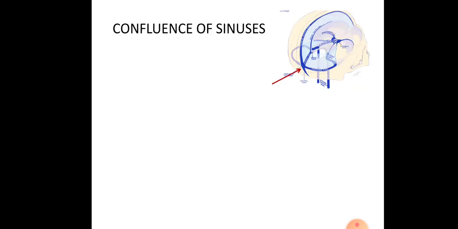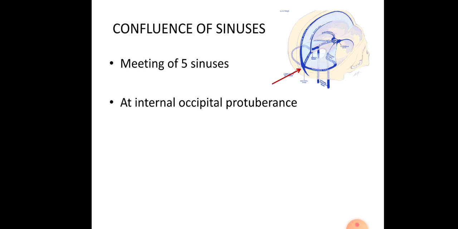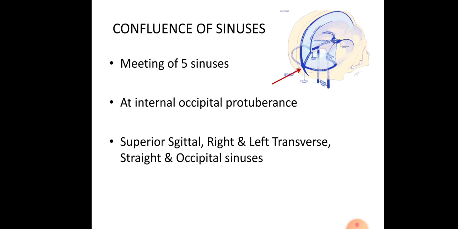Now, I told you something about the confluence of sinuses. At the internal occipital protuberance, there are several sinuses meeting, five sinuses you can say. They are the superior sagittal sinus, right and left transverse sinus, straight sinus, and the occipital sinus. Sometimes they meet, sometimes they won't, but you can see there is a dilatation there, because what we expect is the meeting at this space.